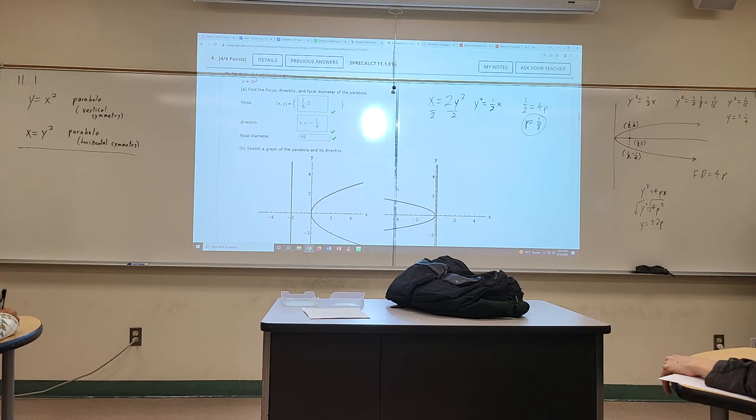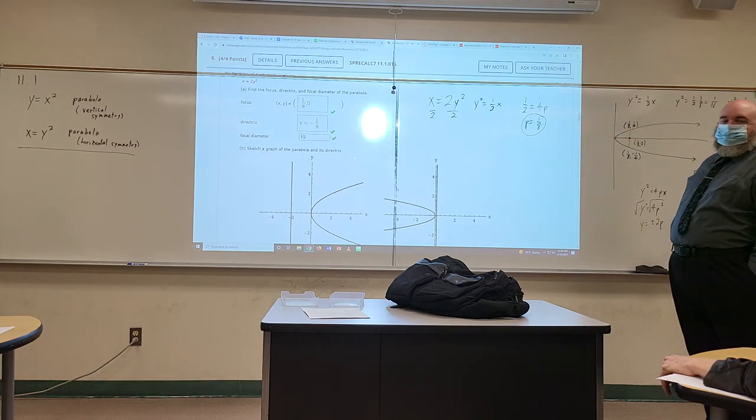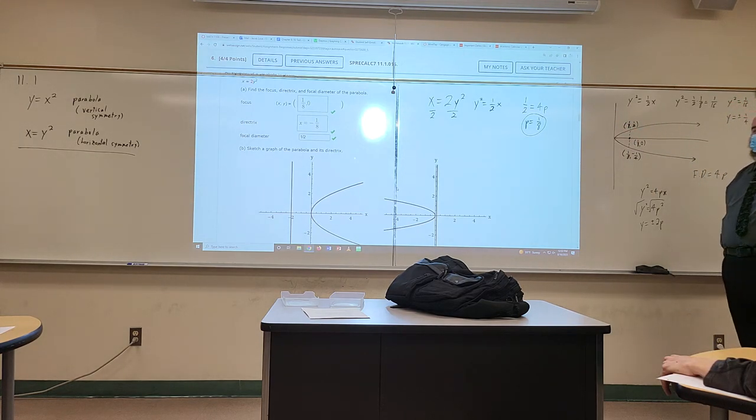So is the focus whatever is not squared, if it makes sense? So if it's y squared equals a number x, the focus would be whatever isn't squared? Right. So the variable that's squared, the focus is always going to have a zero in that coordinate. So since y was squared here, the focus has a zero in the y coordinate. But if x were squared, the focus would have a zero in the x coordinate.